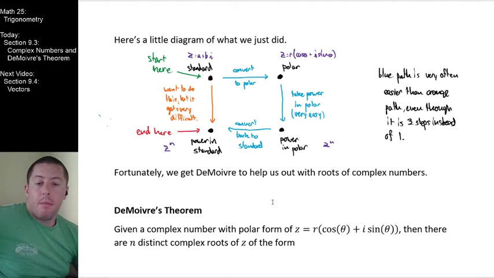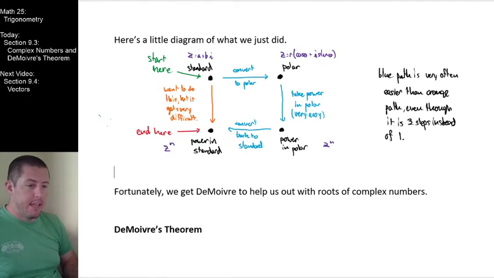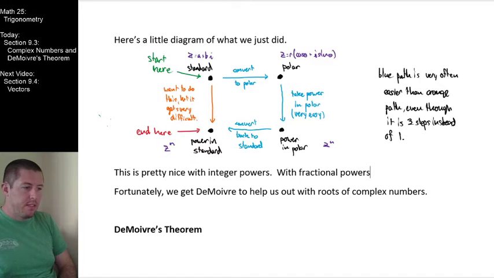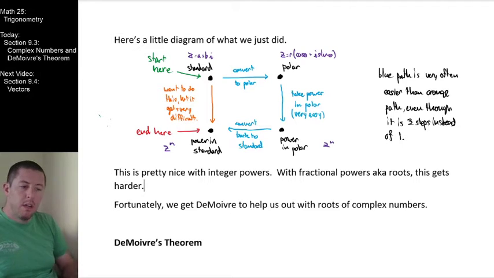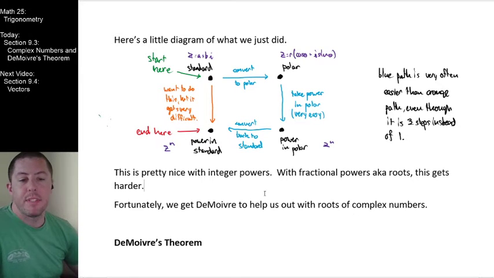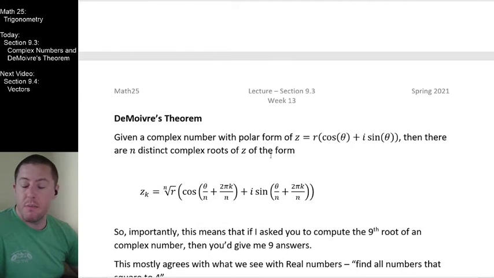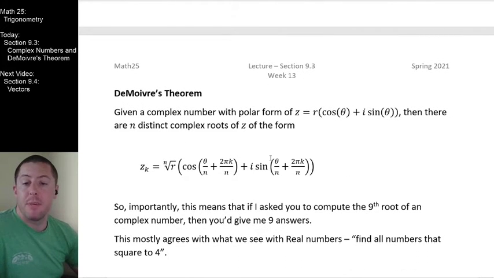So our deal here then, coming up next, is this is pretty nice with integer powers. Fractional powers, aka roots, this gets harder. Fortunately, we get De Moivre to help us out with roots of complex numbers. So let's wrap up today with the statement of De Moivre's theorem and an example, which is going to help us do a very similar process, but there's going to be one little technicality that we want to keep track of.